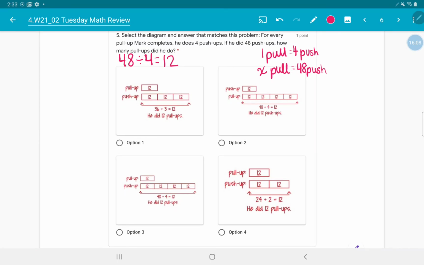Now I've got to find the model that matches that. And Cash, I think it was you that said, but there's 2 that are the same. Yeah. Option 2 and option 3 both show 4 groups of 12. And then our answer is going to be 12. But he did 12 what? Pull-ups. Option 2 says he did 12 push-ups. In my problem it says he did 48 push-ups. So can that be the correct answer? No. So option 3 is correct. It shows that he did 4 groups of 12 push-ups, which is 48. And 48 divided by 4 equals 12. He did 12 pull-ups.